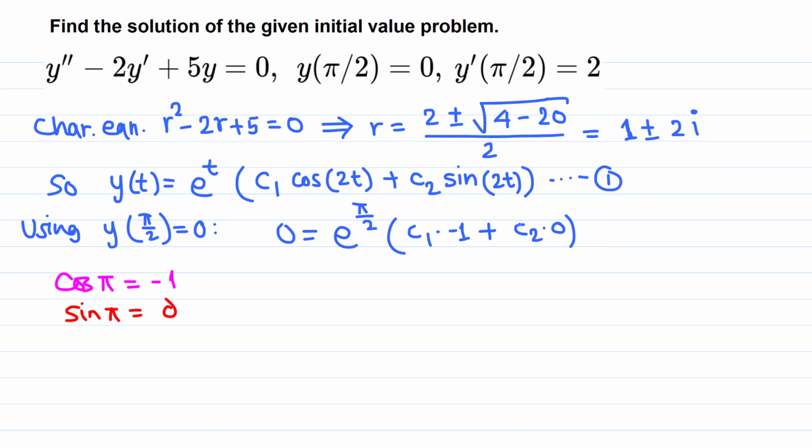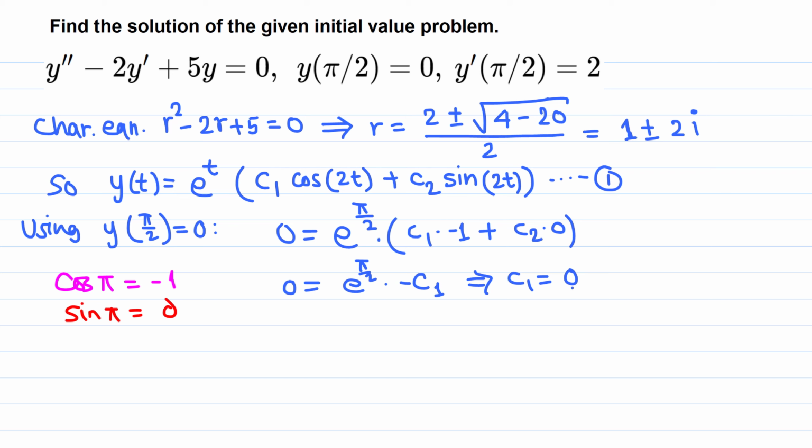So this is 0, and we got -c1 times this one. So 0 equals e pi over 2 times -c1. Equals 0 means this is not 0, so -1 times e raised to pi over 2. If we divide by this number and negative as well, this means c1 equals 0.